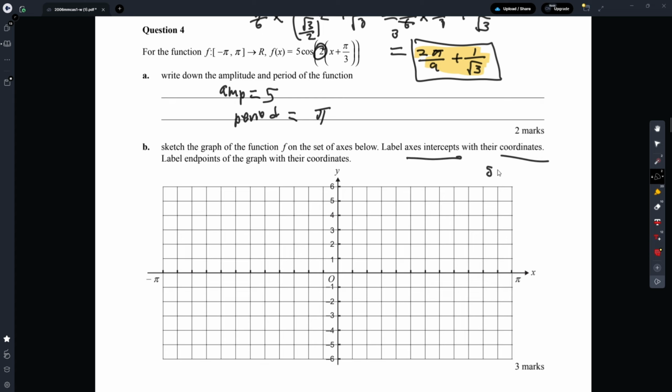Okay, 5 cos 2x plus something. Let's turn this into pi on 12 so we know how far to translate it. 4 pi on 12 to the left: 1, 2, 3, 4. As it's a cos graph, it should start right here.